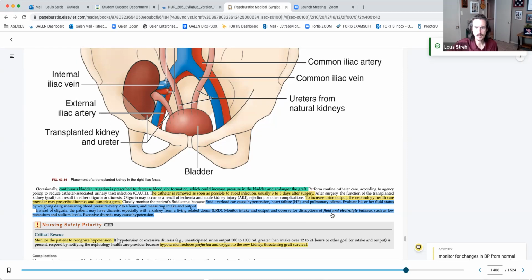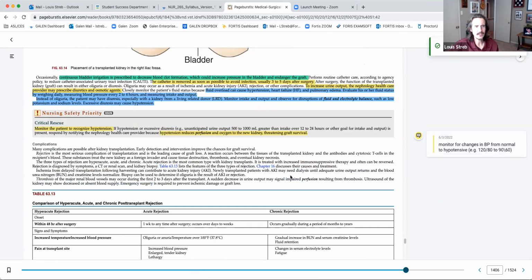Look for any kind of disruption in fluid and electrolyte balance, too much or too little. Low potassium, low sodium levels, excessive diuresis can cause hypotension, which is also not going to perfuse your organs and your kidneys. Yeah, it's a balancing act. You've got to constantly be monitoring for stuff. Monitor the patient for cues that there's hypotensive issues going on.